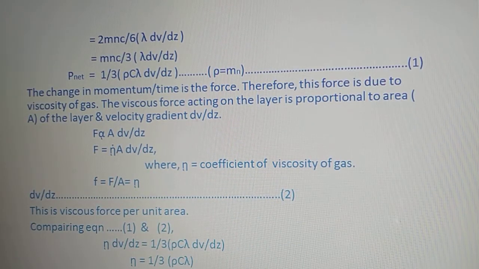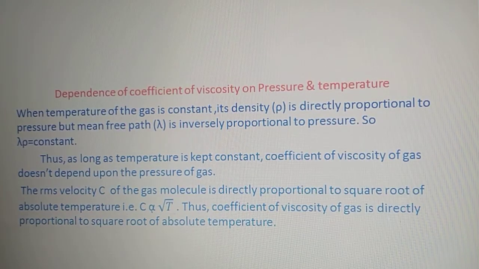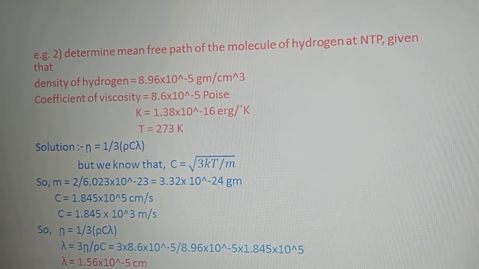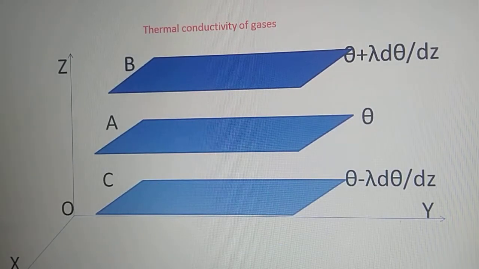In the last video lecture, we obtained the relation for viscosity, and this coefficient of viscosity eta is equal to 1/3 of rho c lambda. Then we discussed the dependence of coefficient of viscosity on pressure and temperature, and we solved some problems based on the same topic.